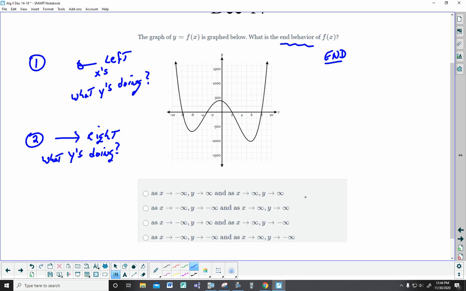Now let's do it informally before we worry about this. As you go really far left, aren't your y values going really far up? That's what this indicates. And as you go really far right, your y values are also going really far up. So let's look at mathematically how you say this going left and how you say it going right. Notice all of these start with x, this arrow, and then negative infinity.